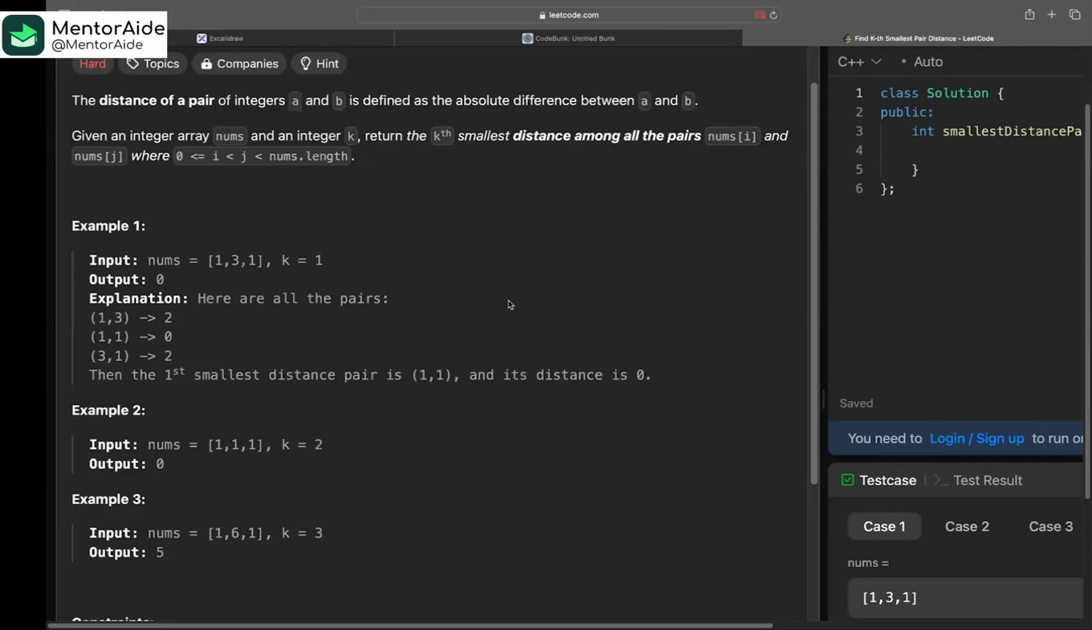N square would be required to create a pair. Then sorting would be required. Let's not talk about time complexity. Then it will require sorting and all that. So it's too much. Can we somehow solve it in a better way?